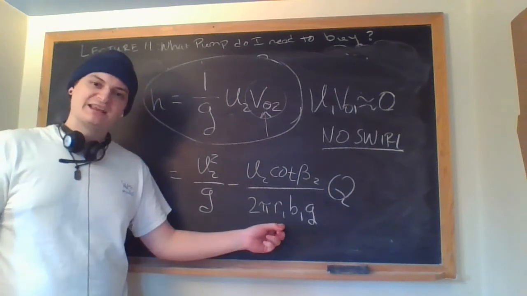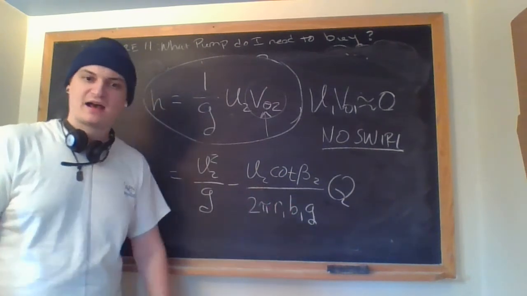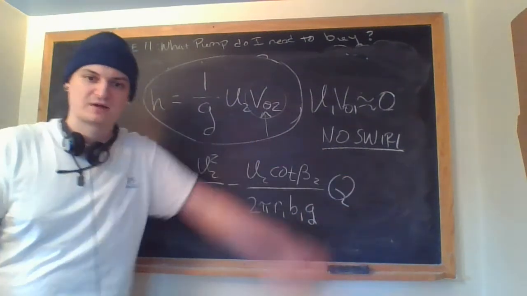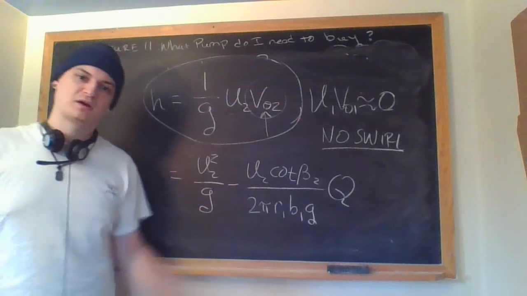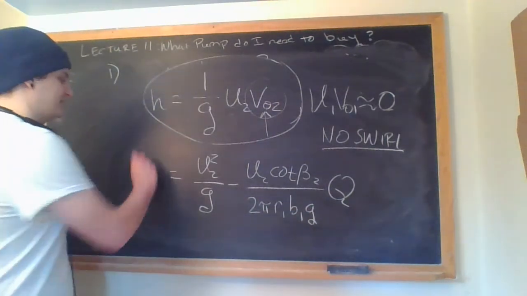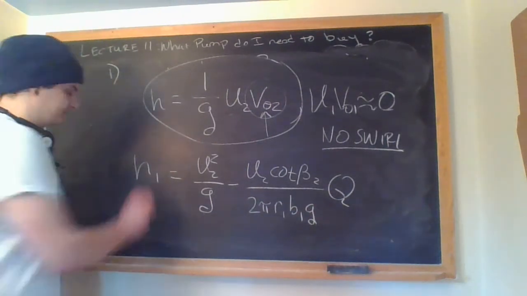This expression right here is the best first coefficient you could have. So this is a first term approximation. In a Taylor series, they go up in powers. This is a linear approximation. Okay, so that is the ideal pump curve.